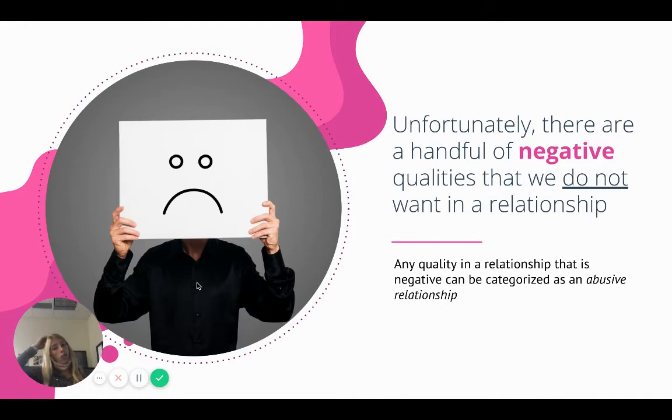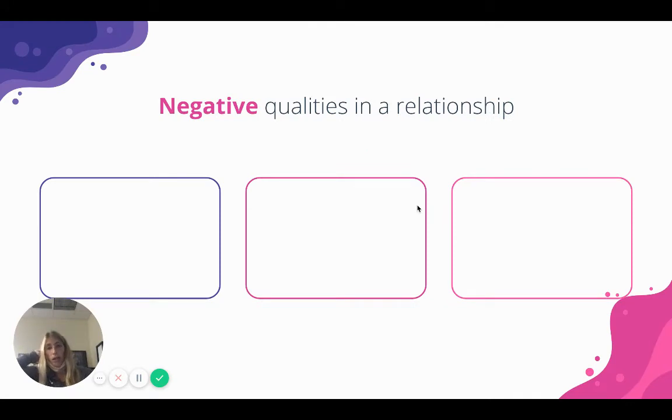Unfortunately, there are a handful of negative qualities that we don't want in a relationship. Any quality in a relationship that is negative can be categorized as an abusive relationship. So let's go ahead and talk about some negative qualities that we might see that we are not looking for, hopefully, when we're looking for a partner.